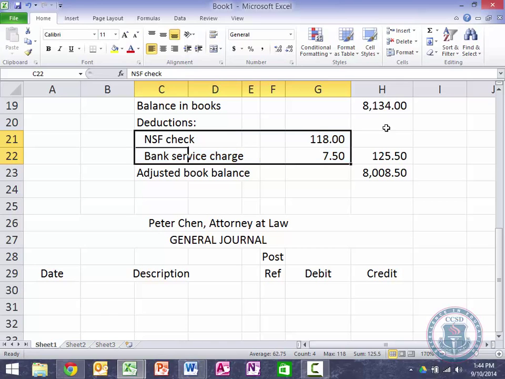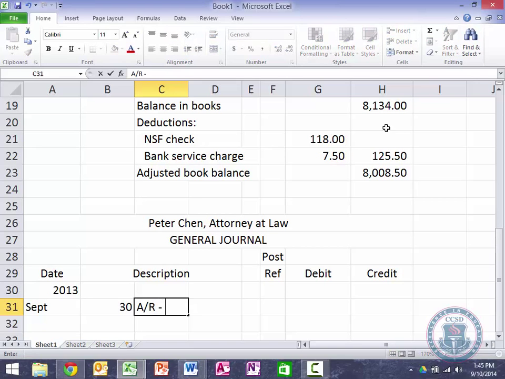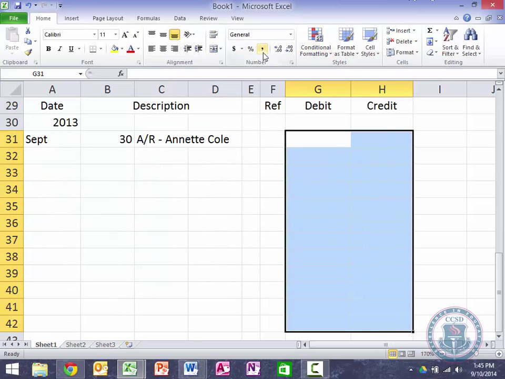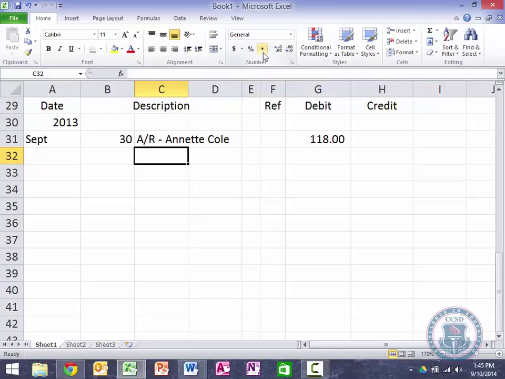So we're going to go ahead and just go down here and say in 2013, September 30th, we're going to put in here an AR charge for Annette Cole. We're going to debit because she's going to owe us. I'm going to go ahead and highlight these and put comma style in here really quick. She's going to owe us $118. Now, what account are we going to credit? What account is it coming out of?